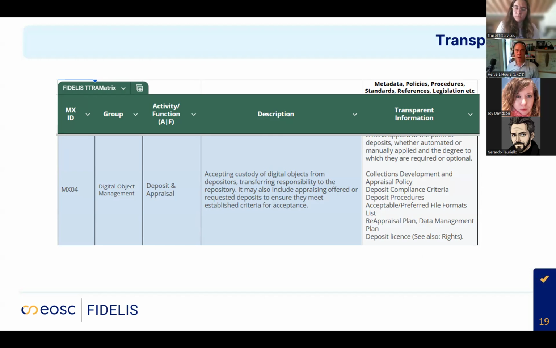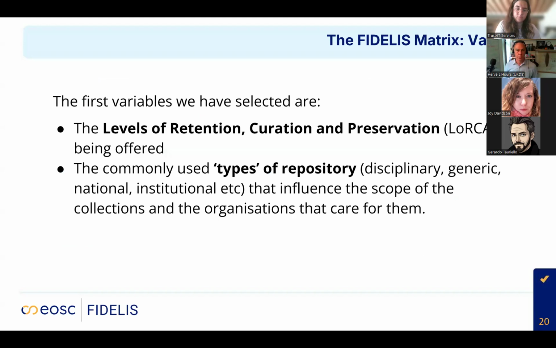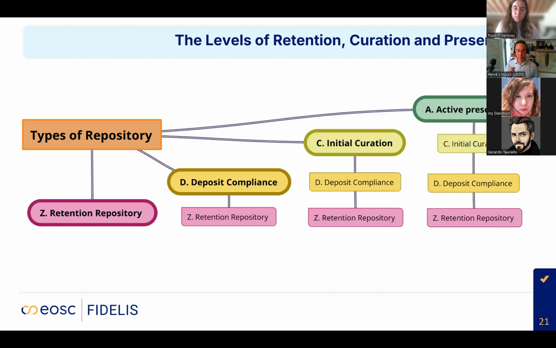But we know that transparent information about that activity and function is influenced by a number of different variables. Now, we started off by selecting 2, which are critical to that small print item that I raised earlier. The first is the levels of retention, curation, and preservation, which takes us past varied definitions of preservation itself. And the second is the commonly used types of repository that influence the scope of the collections and the organizations that care for them. Now, we looked at the levels of retention, curation, and preservation earlier.